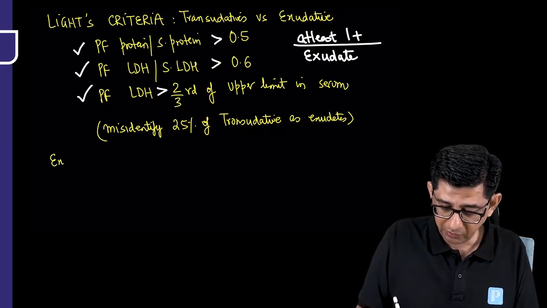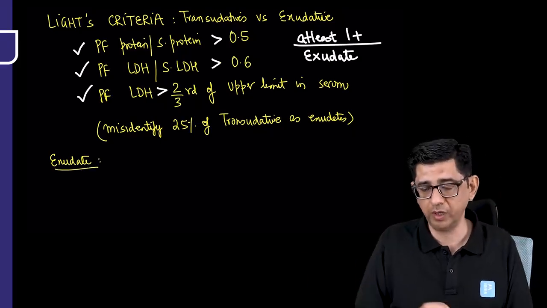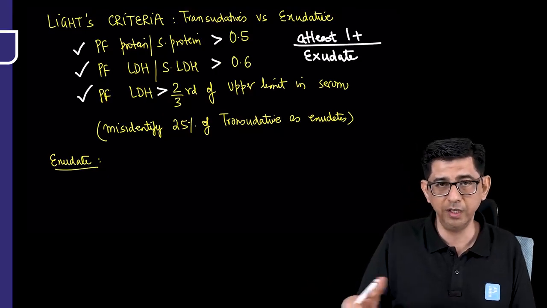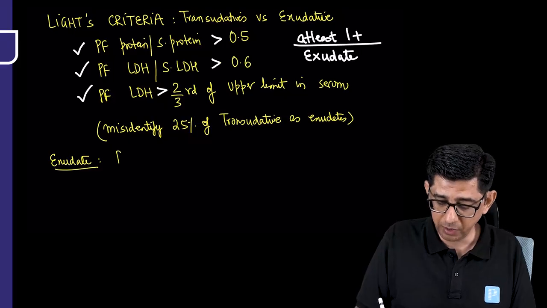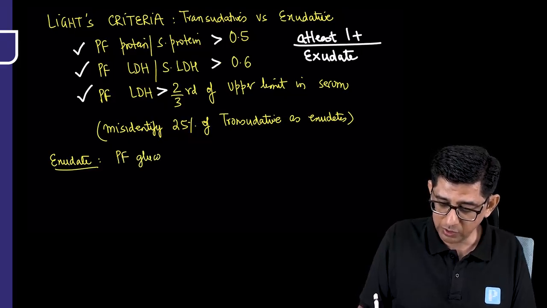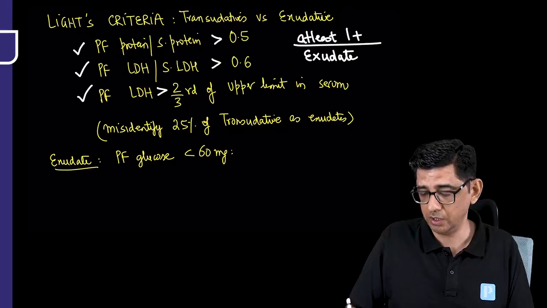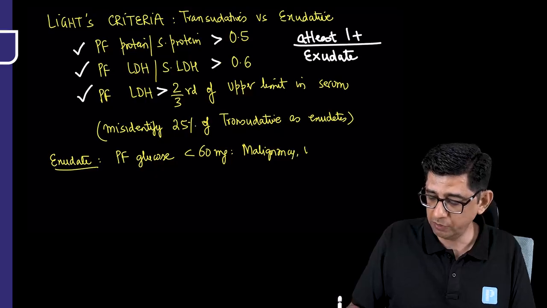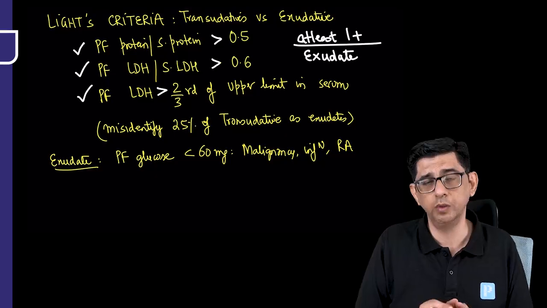Now, the next point that he says is that suppose these criteria are telling you that it is an exudate. Suppose the top 2 criteria, pleural fluid protein divided by serum protein is more than 0.5, the LDH ratio is more than 0.6. If it is an exudate, what are the additional tests that should be done? The additional test to be done is pleural fluid glucose. And if pleural fluid glucose is given to be less than 60, then what are the possibilities to be considered? The first possibility is malignancy. After malignancy, obviously, it could be infection, in the form of empyema, it could even be rheumatoid arthritis. So 3 causes where pleural fluid glucose will be less.